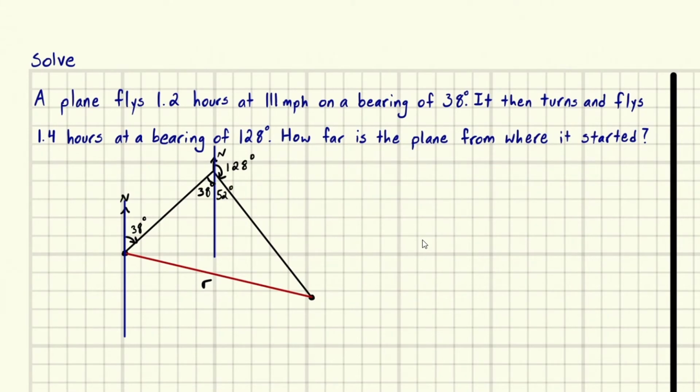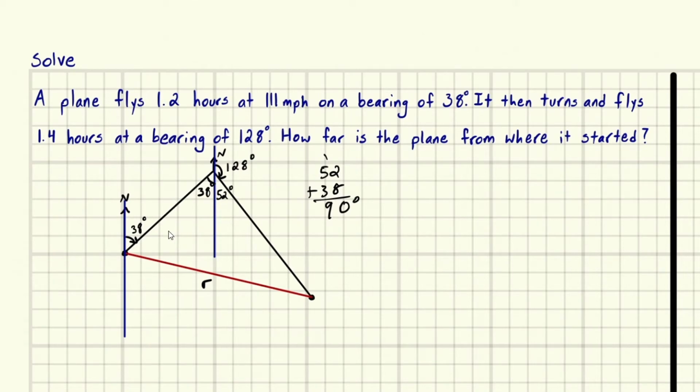And now we know both halves of this angle. So if we simply add these, we can figure out what this is. So 52 plus 38, we have 90 degrees. So we can see that this is a right triangle. This is great because it means we can use the Pythagorean theorem and a bunch of other trig stuff.